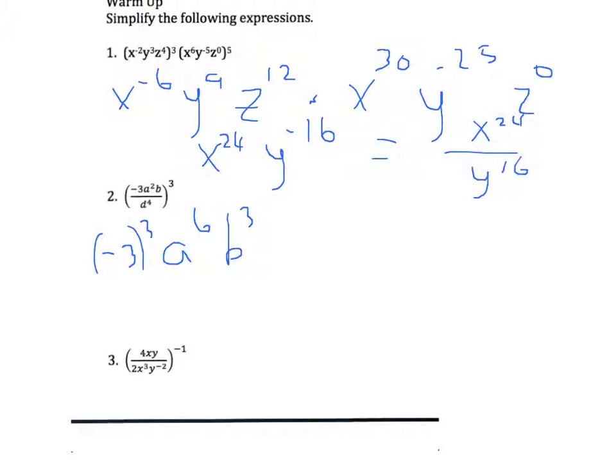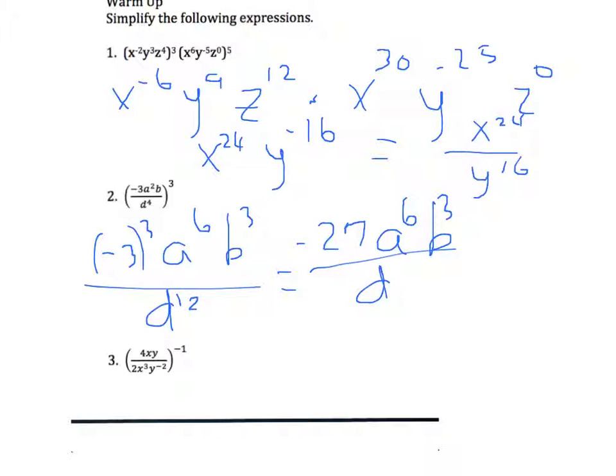d to the 12th, and we talked about how you still apply the power rule and multiply the exponents, because if you expanded it out, it would still be the d to the 4th being multiplied times itself 3 times in the denominator. And then you simplify it, that's going to be negative 27 when you multiply negative 3 in parentheses to the third power, a to the 6th, b to the 3rd, d to the 12th. Is it simplified? Yes, all the numbers are simplified. There's no negative exponents, and there are no like bases.